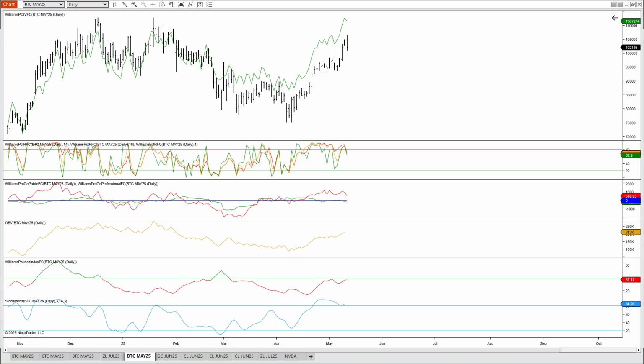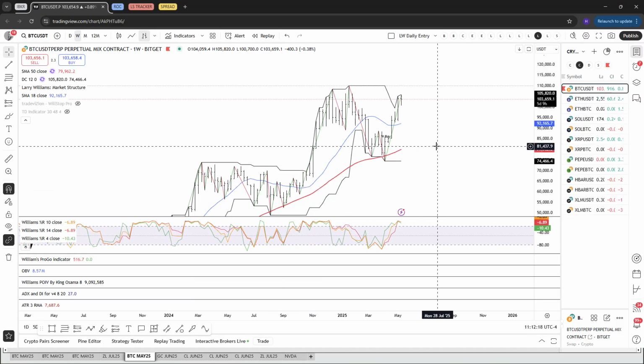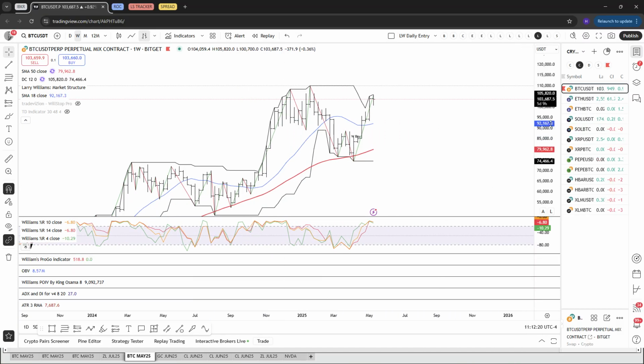Bitcoin, you guys, bullish until the bears tell me it's time to be bearish, and focusing on the alts, ETH, SOL, and PEPE, because they should outperform Bitcoin based on all the things I just showed you.